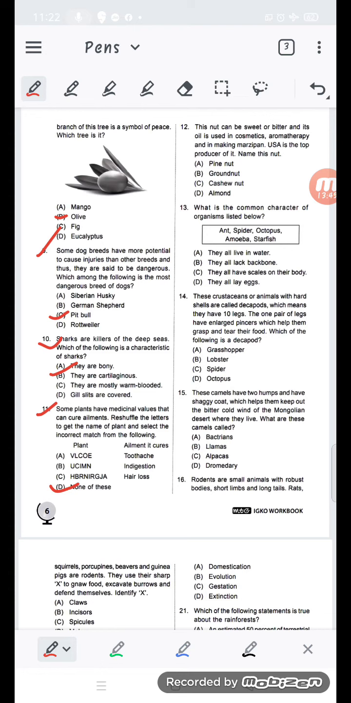Okay. Let us see question number 12. This nut can be sweet or bitter. Its oil is used in cosmetics, aromatherapy and in making marzipan. USA is the top producer of it. Name the nut. So we know always, pine nut, no. Groundnut, no. Cashew nut, no.